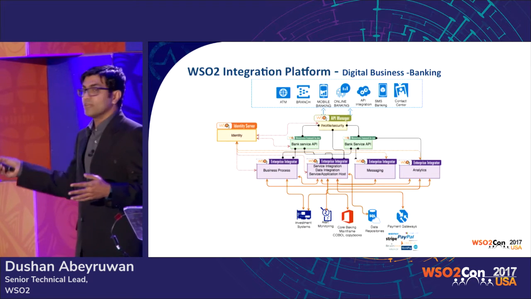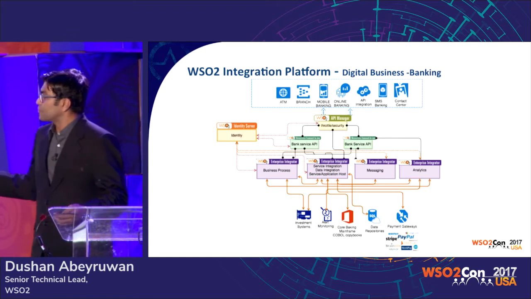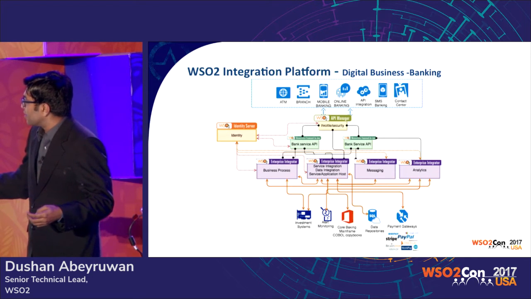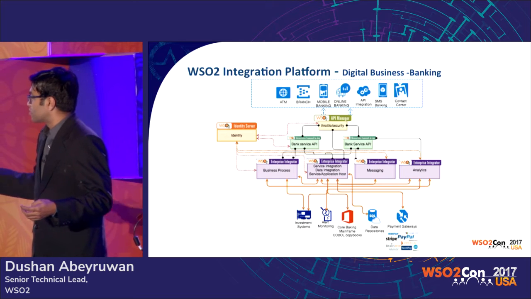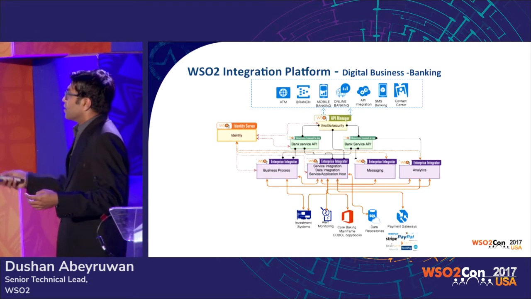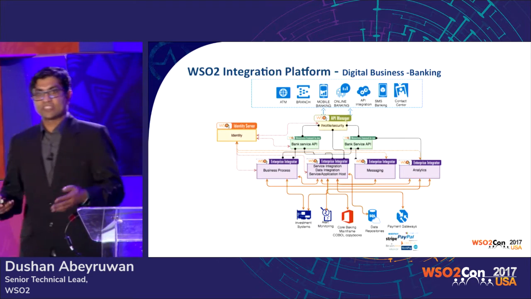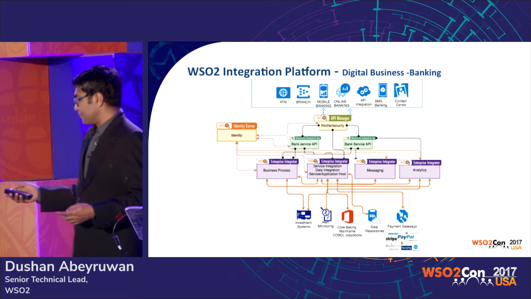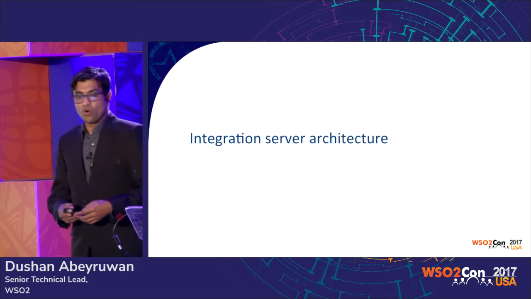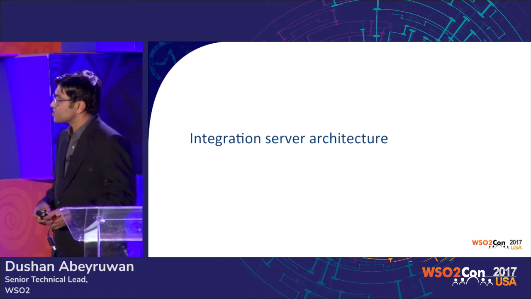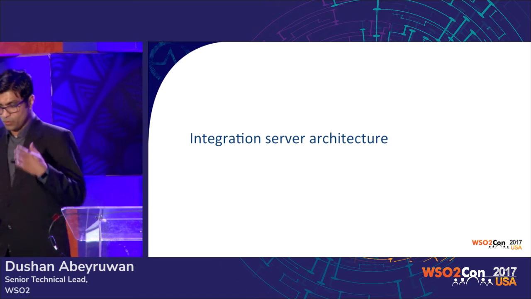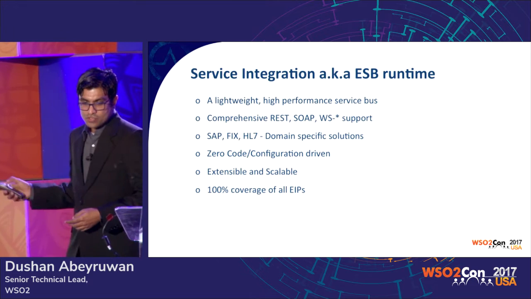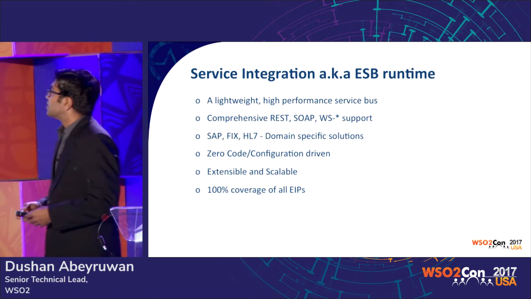So this is a typical diagram that we tried to redraw with the introduction of Enterprise Integrator. In the typical way of representing this, you can imagine this can be the ESB, this can be a business process server, this can be a message broker, and so on. So this is the way we try to radically change the way you think about improving your runtime. I will now go through the integration server architecture a little, because we need to identify what it actually has. I'll start with the service integration.